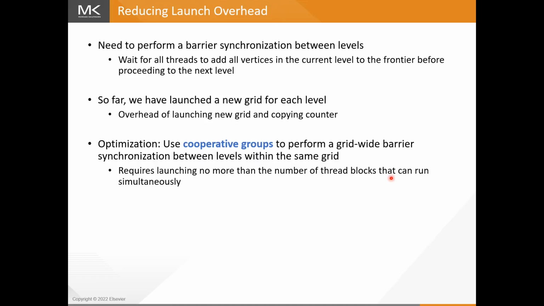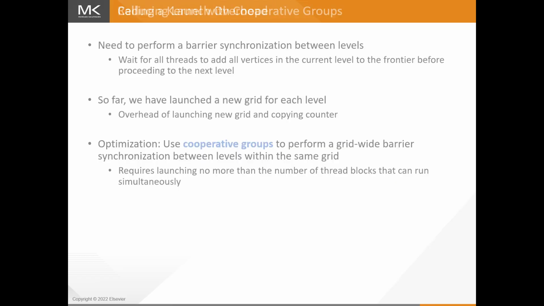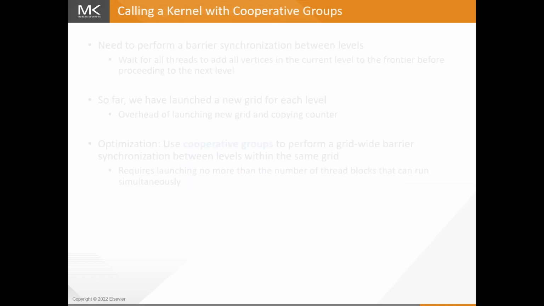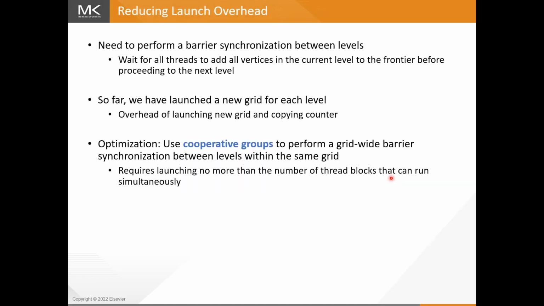Let's see how we can limit the number of blocks to be the number of blocks that can run simultaneously, and then use the cooperative groups API to do a grid-wide barrier synchronization within the grid. Is launching a new grid much more expensive than a grid-wide synchronization? Yes, it can be. Okay. First of all, to use the cooperative groups API, we need to include this right here.